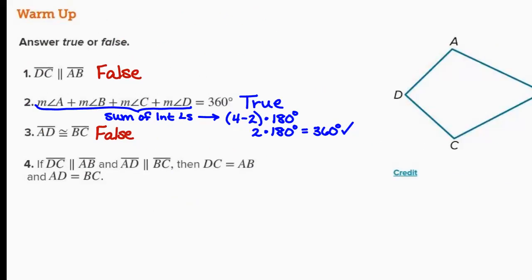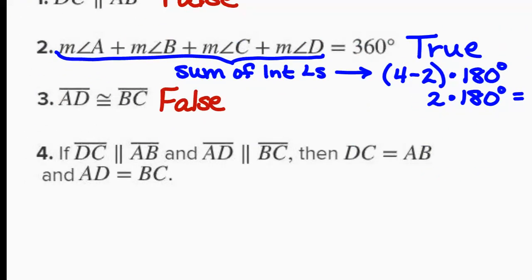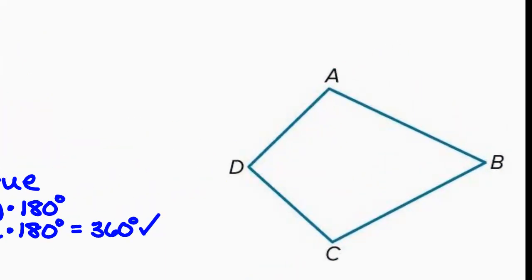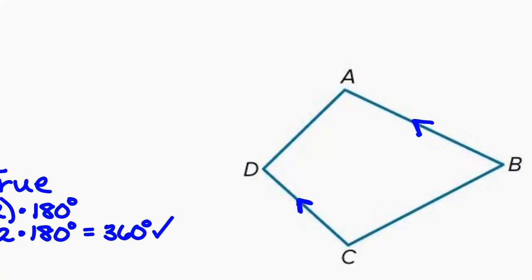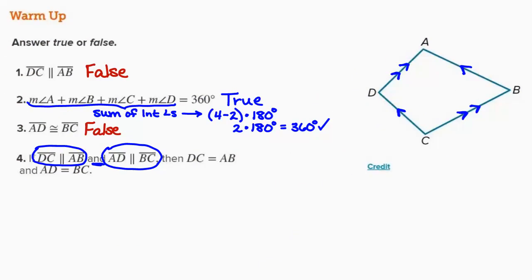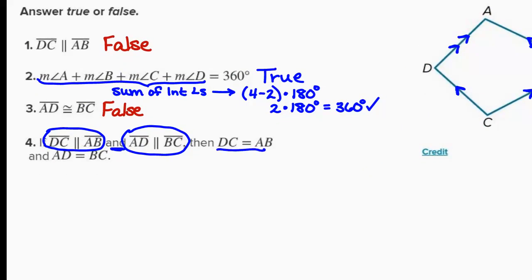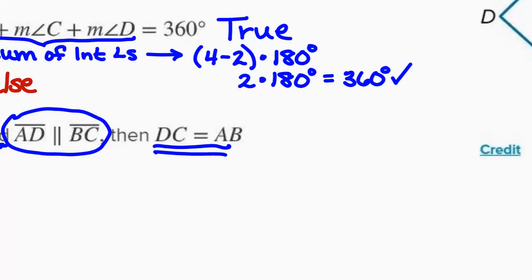Number 4, we have to do a little bit of supposing here. It says that if DC is parallel to AB, and AD is parallel to BC, so even though it doesn't look it on the picture, we're supposing that this is true. If those two pairs of opposite sides are parallel, does that mean that they would have to be congruent? Yes, that is true.